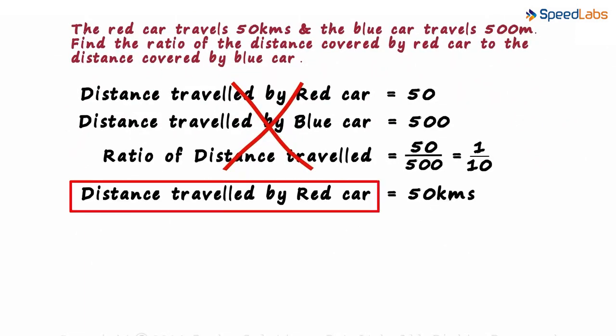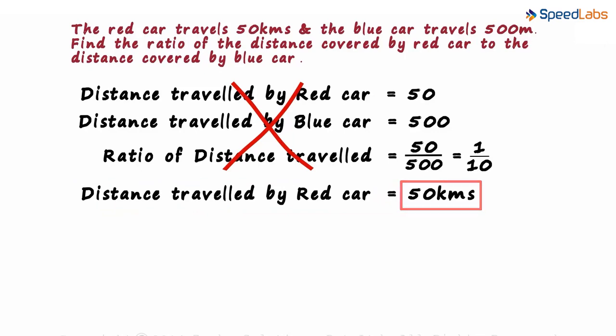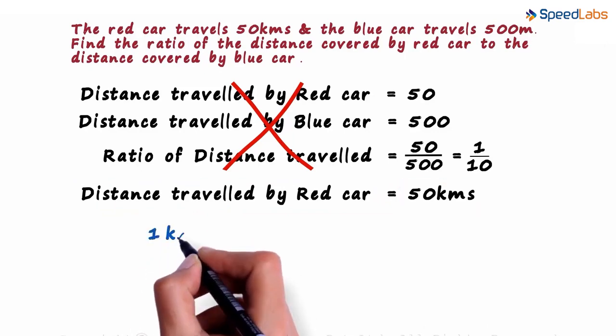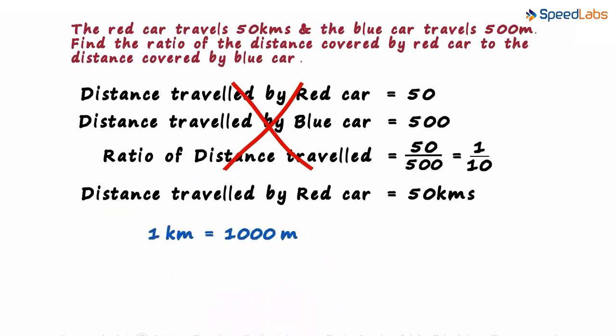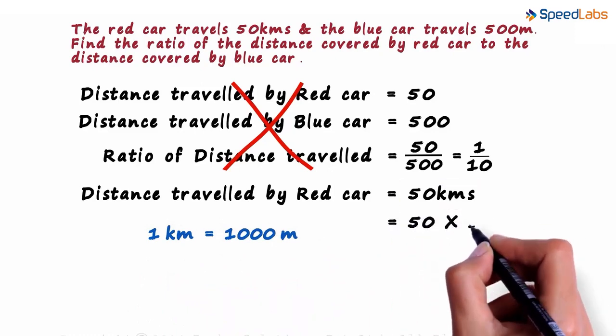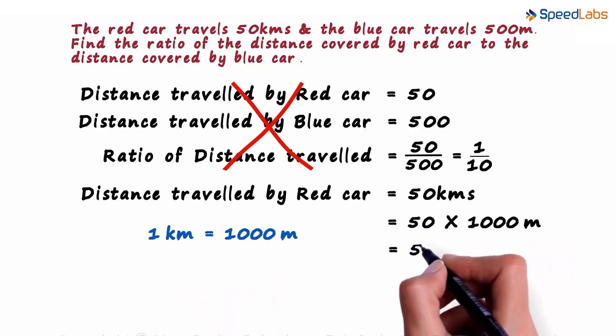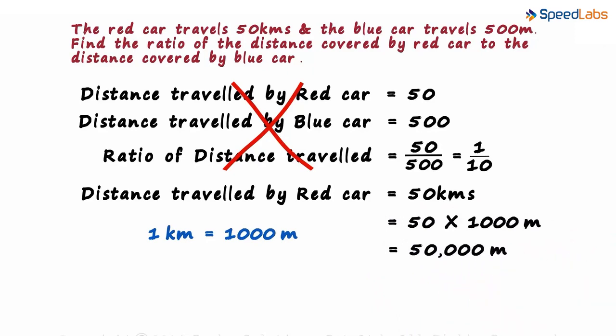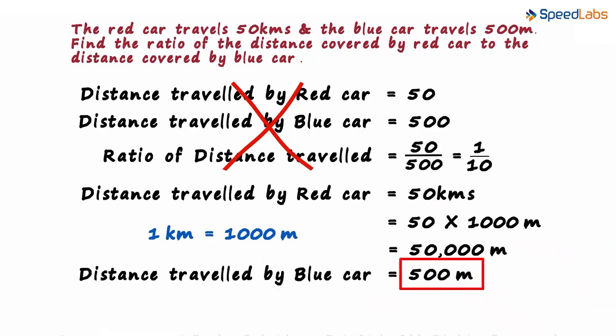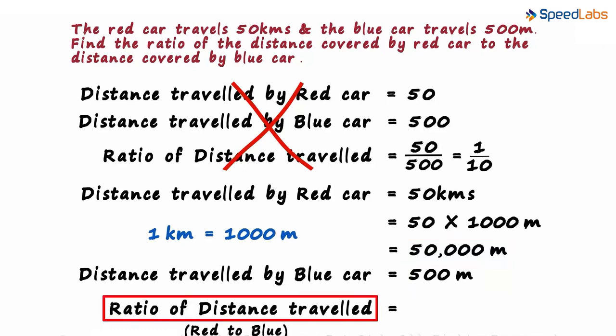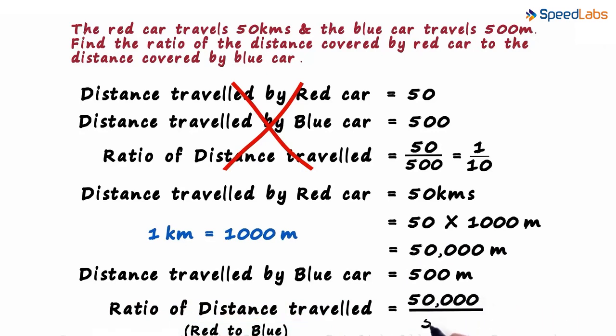The distance travelled by the red car is 50 kilometers, and we should know that 1 kilometer equals 1000 meters. So this will equal 50 multiplied by 1000 meters, which is 50,000 meters. And the distance travelled by the blue car is 500 meters. Now we have both the quantities in meters and we can compare them to get the ratio. Ratio of the distance travelled by the red car to the distance travelled by the blue car is 50,000 to 500. That's the correct ratio.